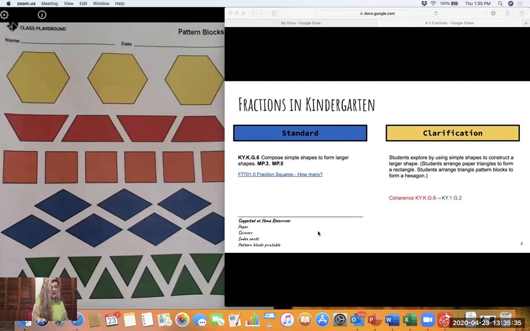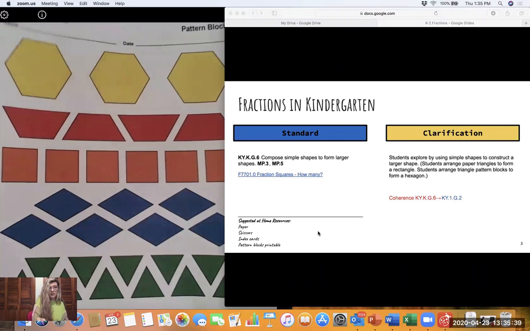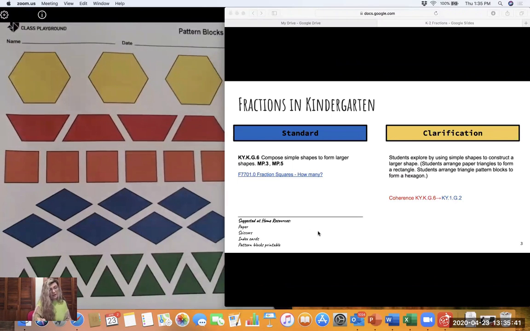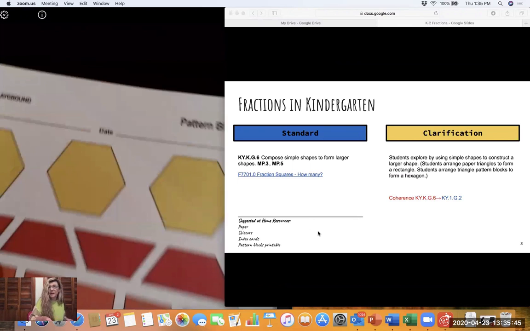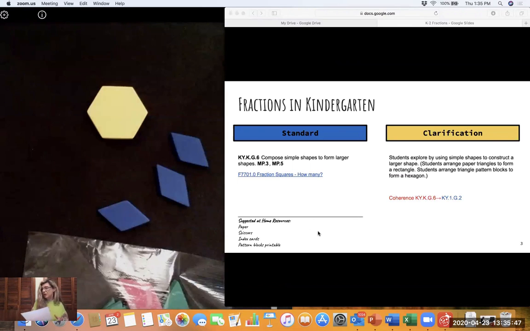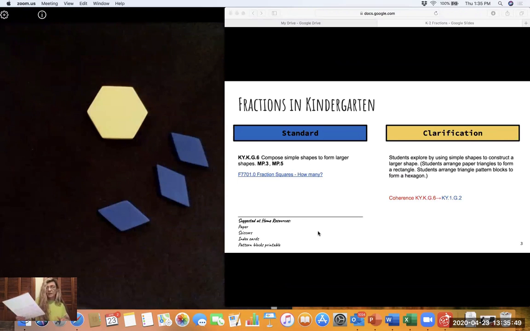So there's a link. If they have access to a printer, they could print those, and the kids could use these while at home. And of course, that link will be at the end of this PowerPoint, and I will share that with everyone that has joined us today. So, but first of all, let's look at these pattern blocks. And bear in mind, of course, they could be the paper ones.